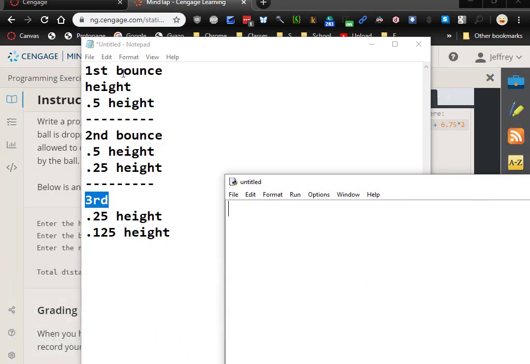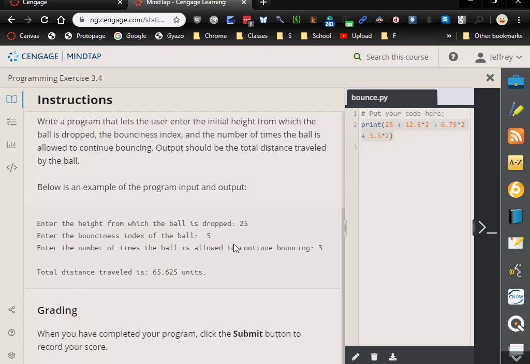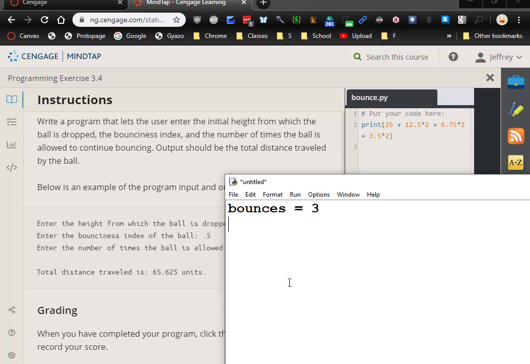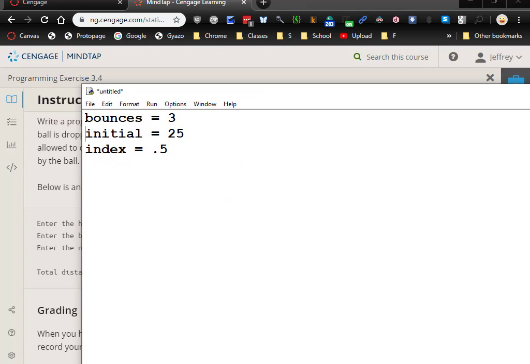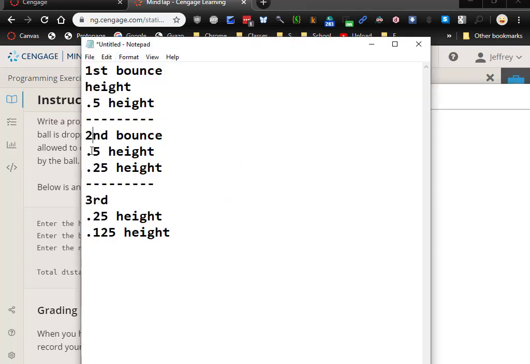Okay, so what are we going to do? I'm not going to write the whole thing, but I'm going to say x is equal to 3. But instead, I'm going to call that bounces equal to 3 so that I have good variables. That's that variable. The initial height is equal to 25, they said. And the index is equal to 0.5. So now I need some counter that goes 1, 2, and 3. A while loop would be perfect for it. A range statement would be perfect for it. Let's just use a while loop this time.